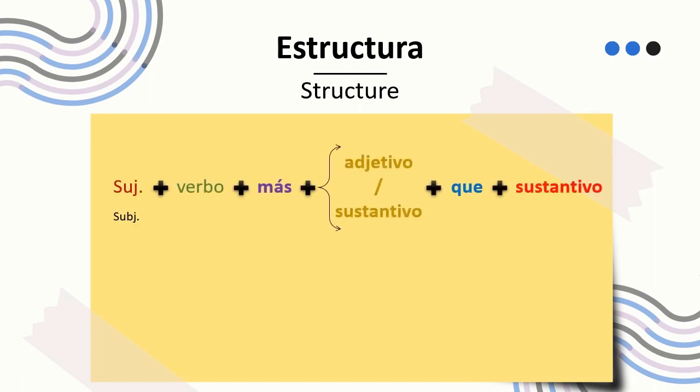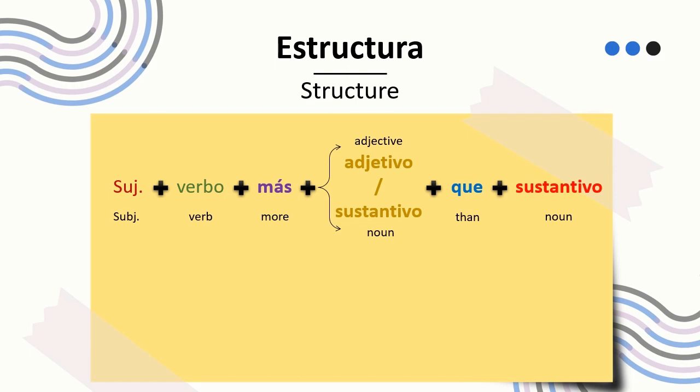The first one is the positive form. You have the subject or sujeto in Spanish, the verb or el verbo, the word more or más, plus the adjective or noun, el adjetivo o el sustantivo, the word than or que, and finally another noun or sustantivo. This is the complete structure.